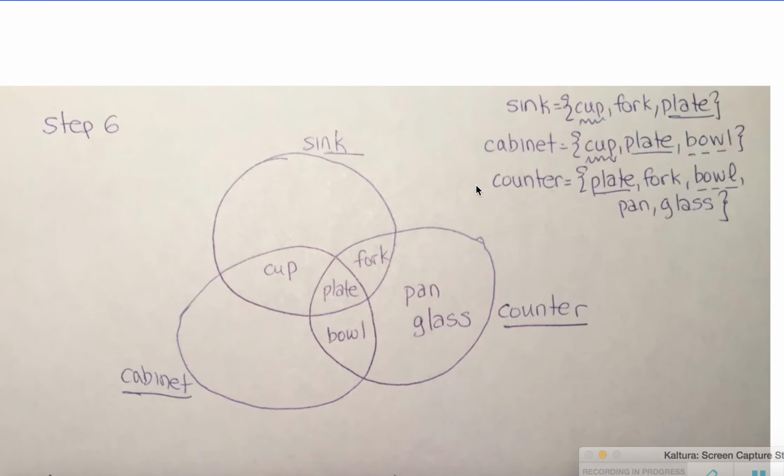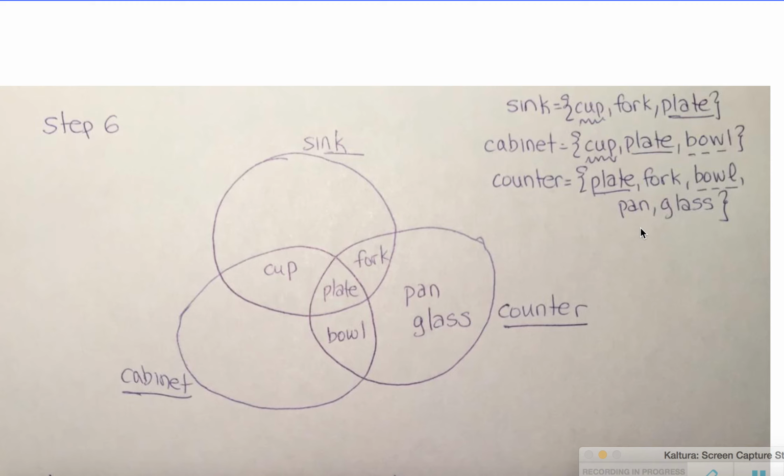So let's talk about step 6. Step 6 now is a more complicated Venn diagram where you're asked to choose 3 areas. And I'm choosing the sink, the cabinet, and the counter. So this is how the Venn diagram looks like. It's a bit more complicated. So just for ease of reference, I'm including the items in each set right here, so we don't have to scroll back and forth to check them.